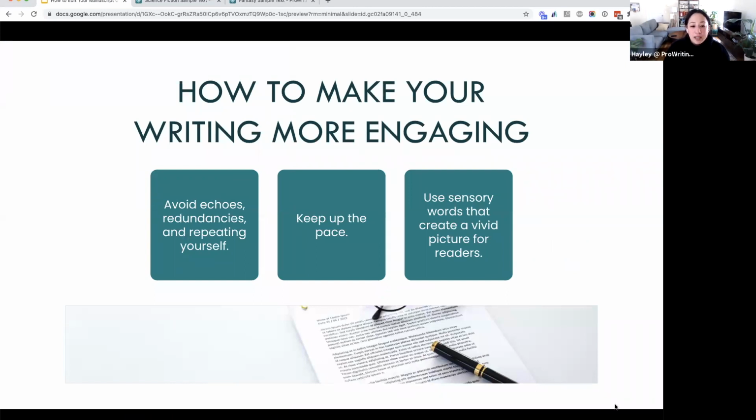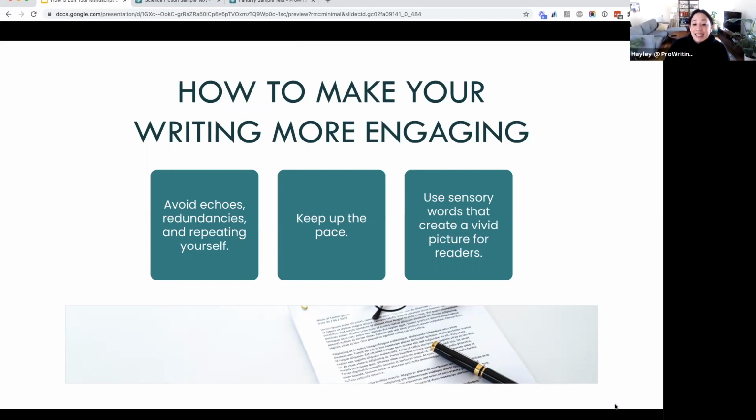The first is to avoid echoes, redundancies, and repeating yourself, which is one of those things that I talked about at the very beginning. This is my bad habit. So we need to avoid those. If you have too many echoes or redundancies, your reader is going to be like, this is boring. I've heard this before. This is not engaging enough.